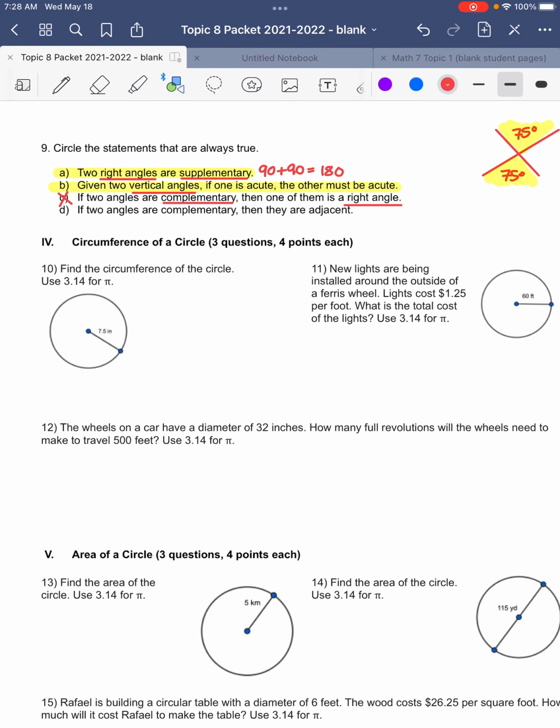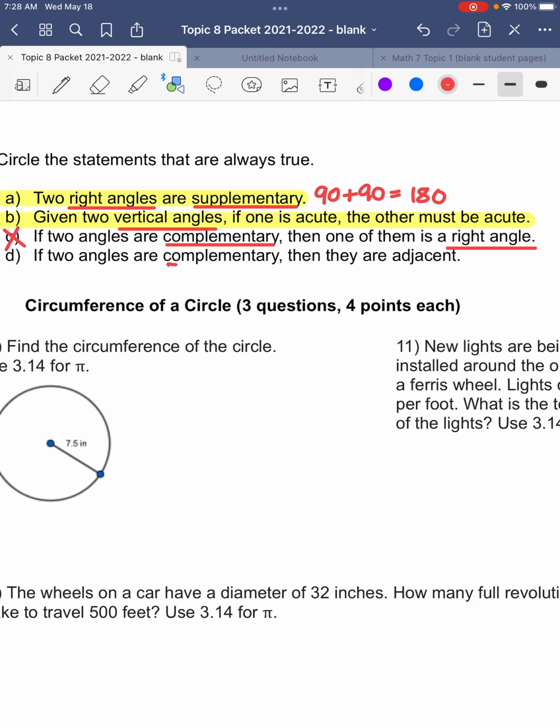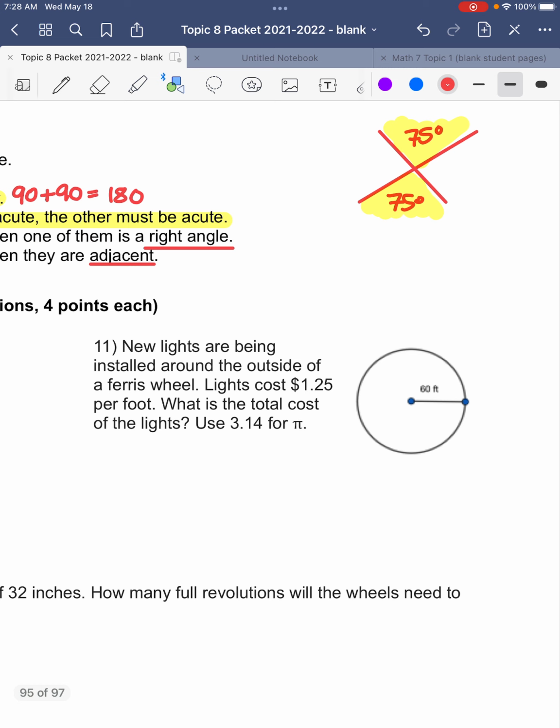Okay, what about D? If 2 angles are complementary, again, that means that we have 2 angles that add up to equal 90 degrees. Then they are adjacent. Adjacent means that they are next to each other. Okay? So this could look like, let's see if I can draw this well. Okay, so it could look like this. We could have, let's just say I drew it perfectly, a 45-degree angle, and right here is also a 45-degree angle.